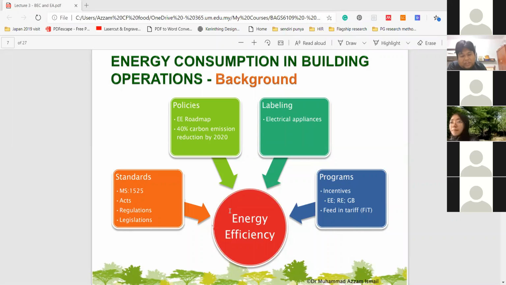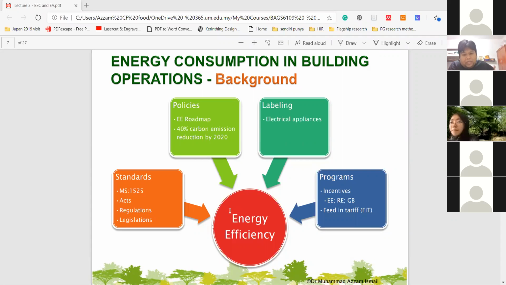So the government will have to relook into this and perhaps come up with a new pledge to reduce our carbon emissions. Either it's per capita or, if it's not per capita, it's okay. But nevertheless, a new pledge to show our commitment to energy efficiency and also the reduction of carbon emissions.